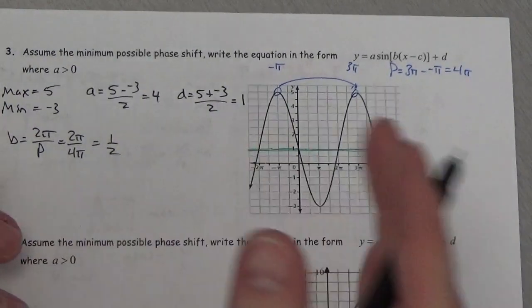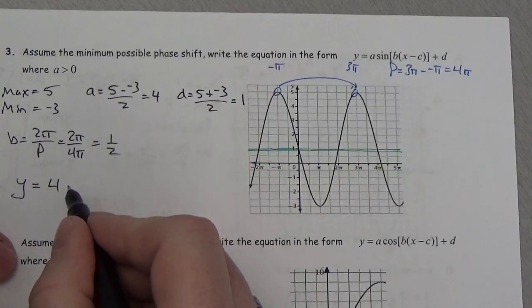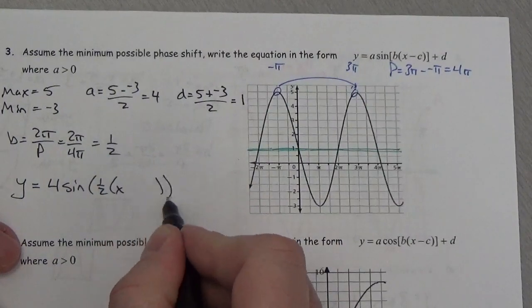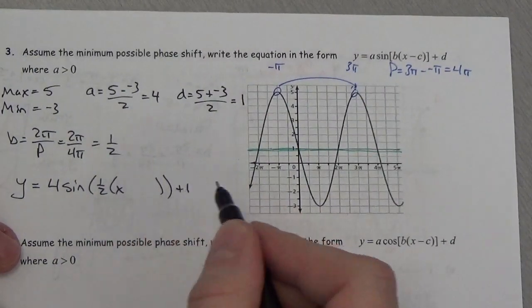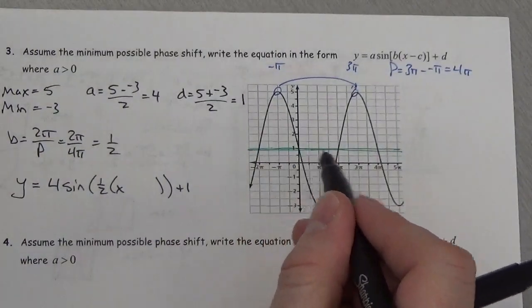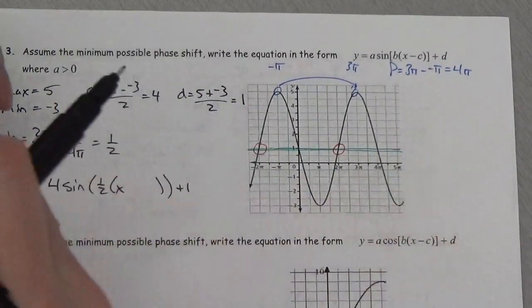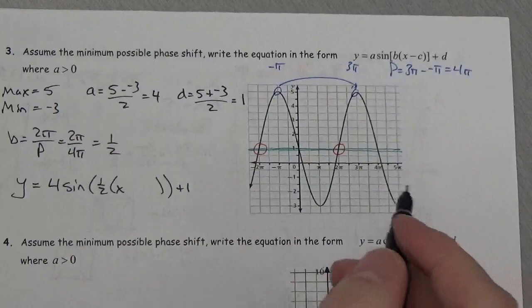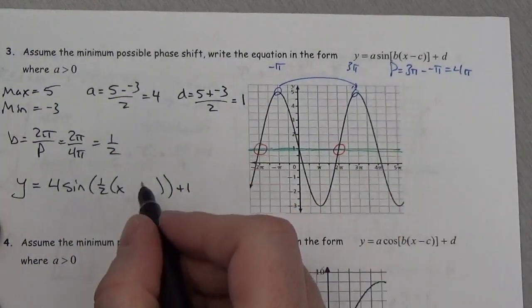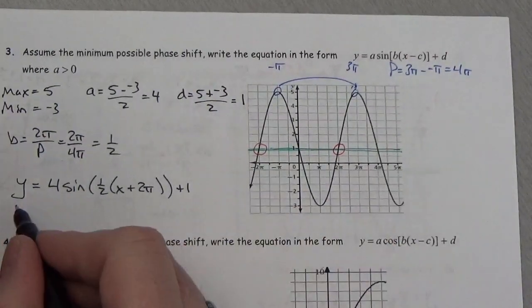So I've now got most of what I need here. I know this is going to be y is equal to, my A value is 4, sine of 1/2 x, I don't know the phase shift quite yet, plus 1. But for a sine graph, I know that it's got to start at the middle and go up. Well, that could be this point, and it could be this point, and those are both equally spaced from the y-axis here. So this could go either way. What you really have to do is just pick one. Is it going to be 2 pi to the right?